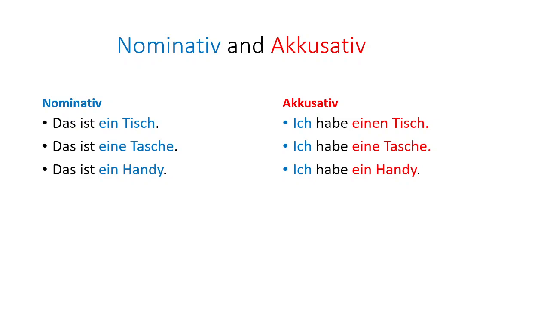Das ist eine Tasche. Eine Tasche is nominative because of the verb. Ich habe eine Tasche. Here eine Tasche is accusative, and in feminine there is no change. Eine is eine only. Das ist ein Handy, and ich habe ein Handy. Das ist ein Handy is nominative because of the verb, and in ich habe ein Handy, ein Handy is accusative because it is the object of the sentence.